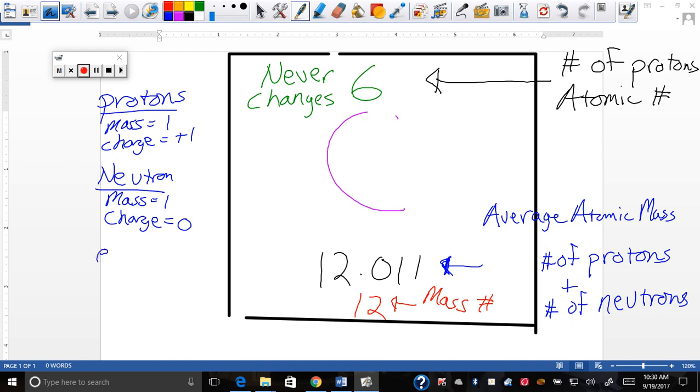But an electron has a mass of approximately 0 and a charge of negative 1. The electron is so small, its mass doesn't count. So we just say 0. Now, obviously it has a mass, but it's like 10 to the negative 19th size. It's so small, it rounds to 0.